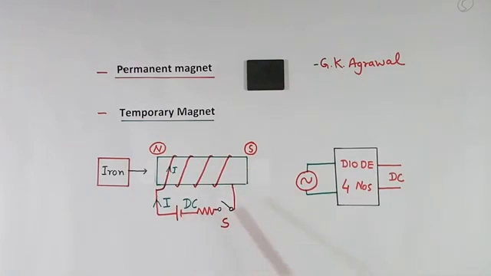If you give DC, fine. If you have AC, then we can rectify AC to DC using a diode, then we can give it here. If you give AC directly here, then the direction of flux will keep on changing.